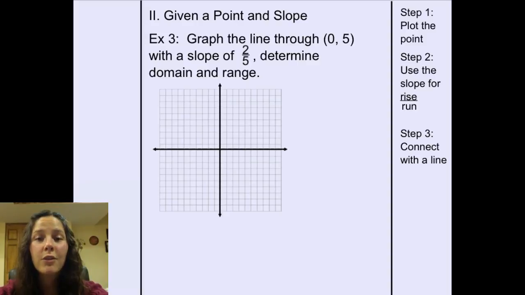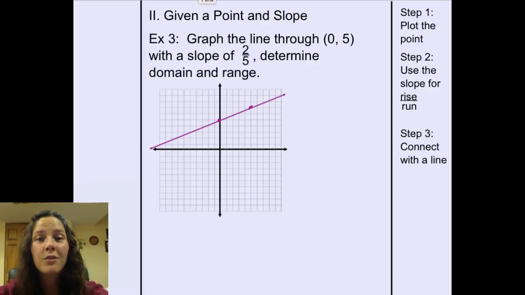Next, we're going to look at graphing a line given a point and a slope. Whenever you're graphing a line, the slope is the rate of change between 2 points on the graph. So you have to start with the point, and then the rate of change can take you to the next point. So we've got the point 0, 5, so we're not going left or right at all, but we're going to go up 5. And then we use our slope as rise over run. So from that point, I'm going to rise 2 and run 5 to get my next point. I can then connect those 2 points with a line.